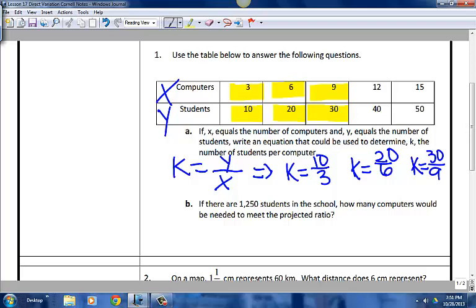Part B says, if there are 1,250 students in the school, how many computers will be needed to meet this projected ratio? So I'm going to write my ratio again: 10 over 3. And that's going to equal the number of students, which is 1,250, over the number of computers, which is x. Now all I need to do to solve this is cross multiply and divide.